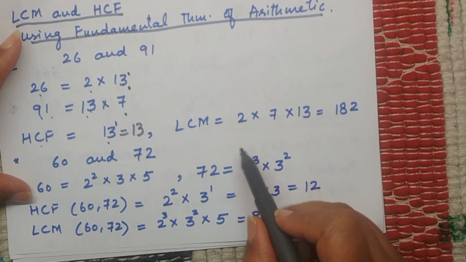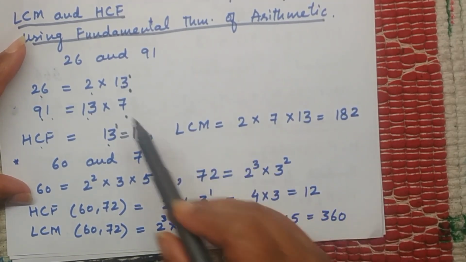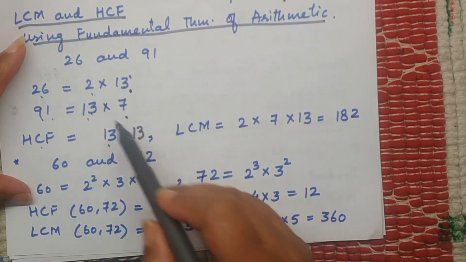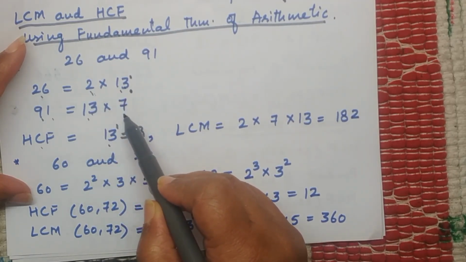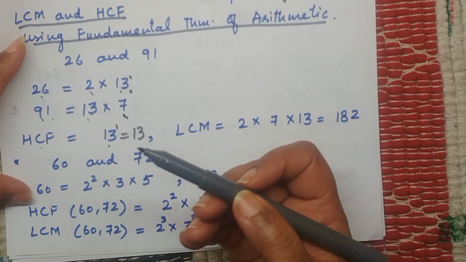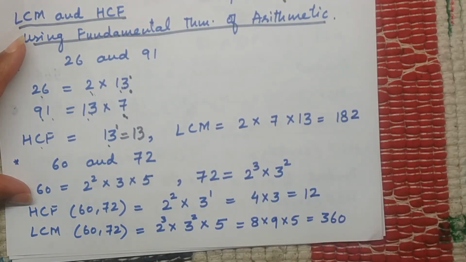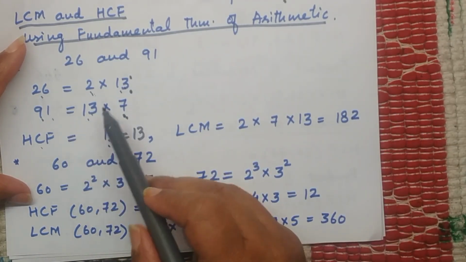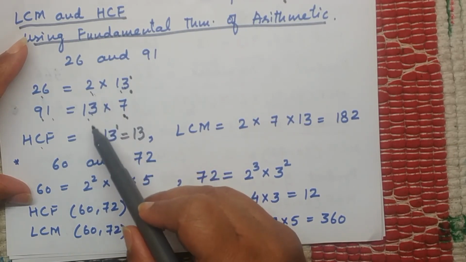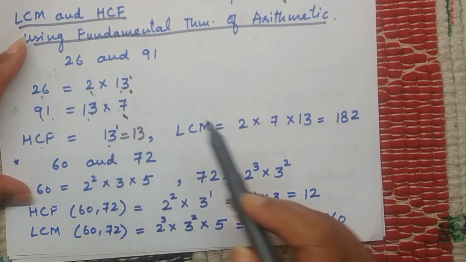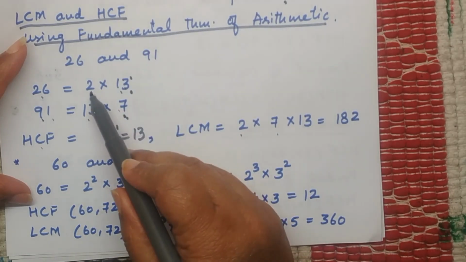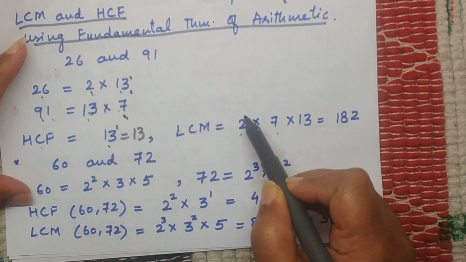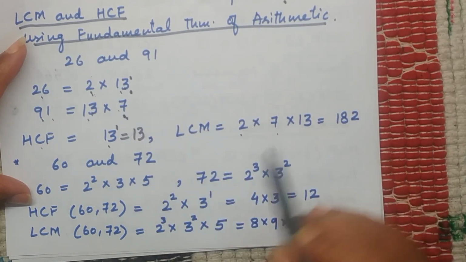Next, LCM. How do we find LCM? First you write down all the common factors. Common factors are 13 and non-common factors also we write down. So write down all the factors of 26 and 91. All factors of 26 and 91 are 2, 7 and 13. So 2, 7 and 13. We have written all the factors. Now 2 power is 1, so power 1. 7 power is 1, power 1.